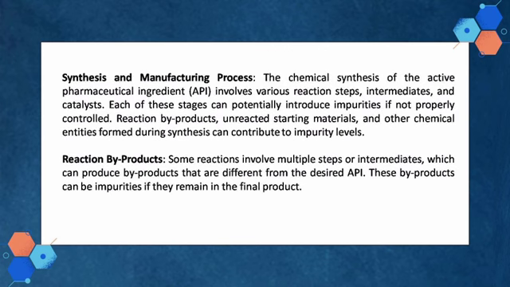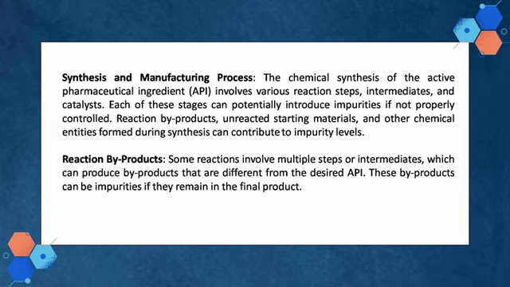B. Synthesis and manufacturing process. The chemical synthesis of the active pharmaceutical ingredient, API, involves various reaction steps, intermediates, and catalysts. Each of these stages can potentially introduce impurities if not properly controlled. Reaction byproducts, unreacted starting materials, and other chemical entities formed during synthesis can contribute to impurity levels.